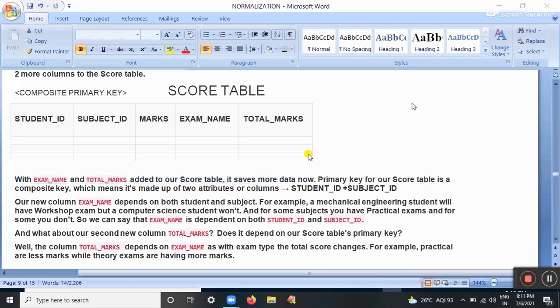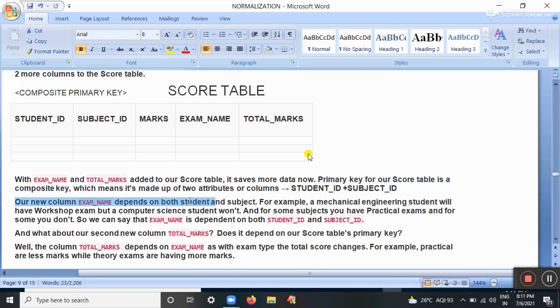For example, mechanical engineering students will have a workshop exam, but computer science students do not. Carefully observe. Mechanical engineering students have a workshop examination, but computer science students do not have a workshop examination. Okay, so that's what.